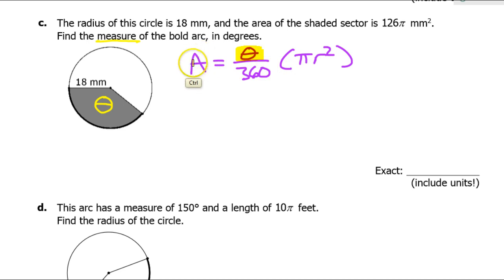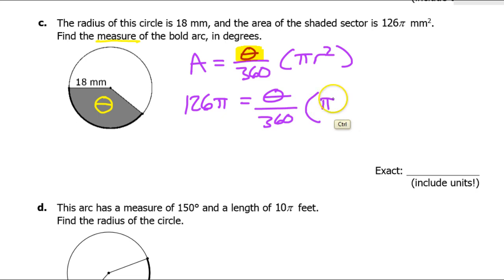That means they must give us the radius and they must give us the sector area. So let's fill those numbers in. The sector area is 126 pi. So that is equal to theta over 360 times pi times 18 squared. All right, pi r squared, and the radius is 18. So I need to solve this for theta.